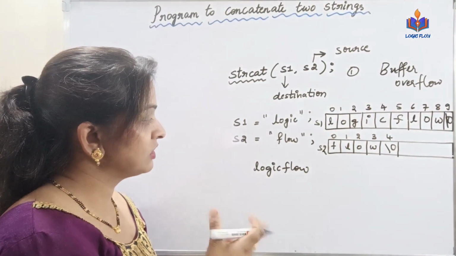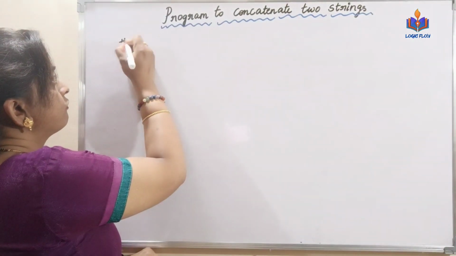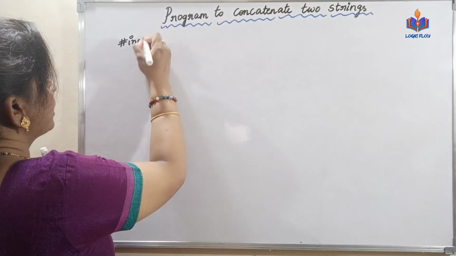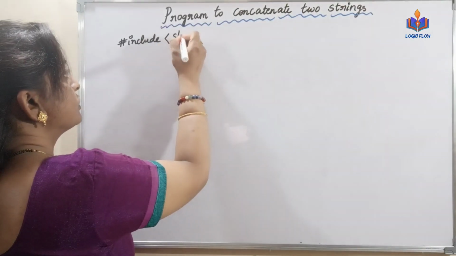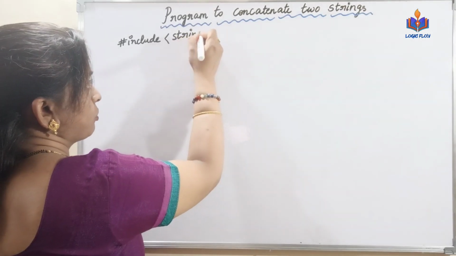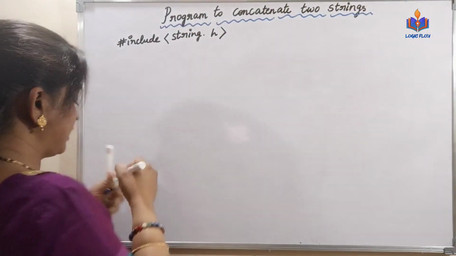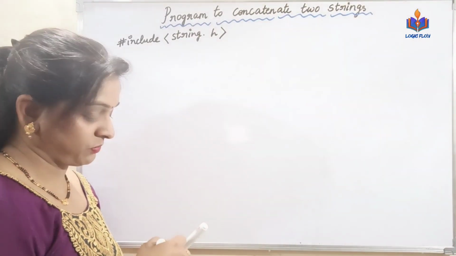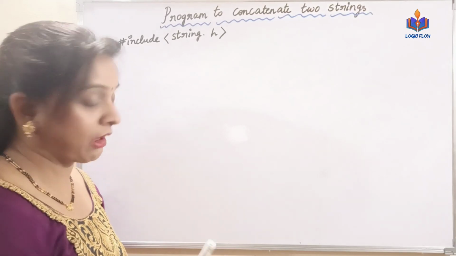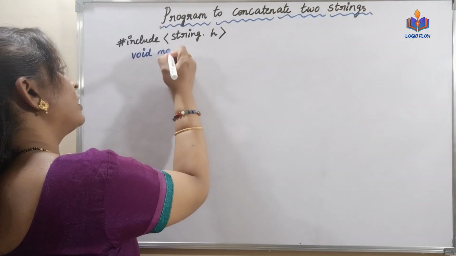So let us see this with the actual program. We have to include the header file string.h because we are using the built-in function strcat. Then let me write the main function. Here, let us initialize the strings. If you want, you can get the strings using gets. So let me start the program. I'll say void main.